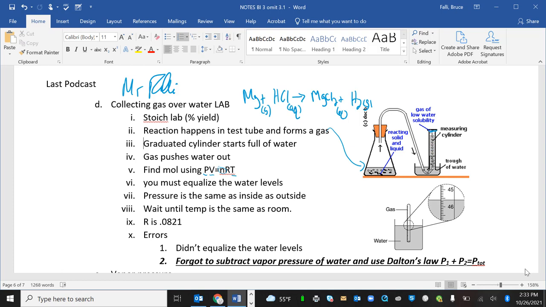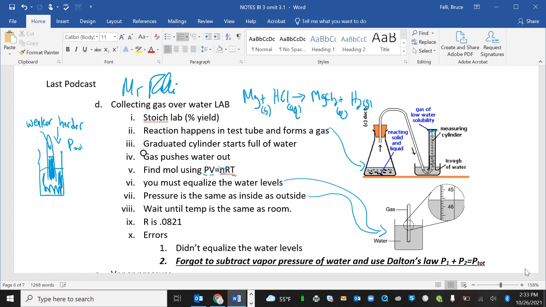Okay, so we have to equalize these water levels. The reason why you do this is to make sure that your pressure is equal. That means the pressure will be the same inside as outside if you do that. Okay, so side note on that, water level. Here's my inverted test tube. Water level's up here on this one. So what that means is this is pushing harder and this is weaker. So the pressure outside is greater than the pressure inside. That's a greater than symbol.